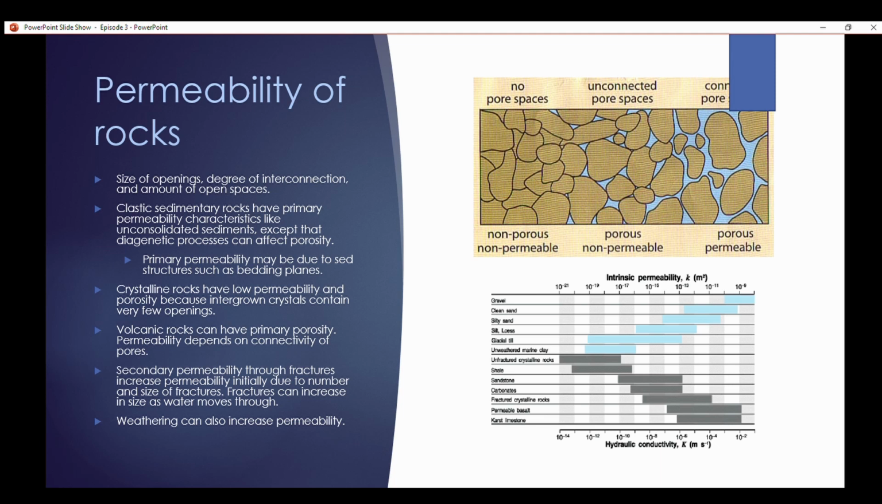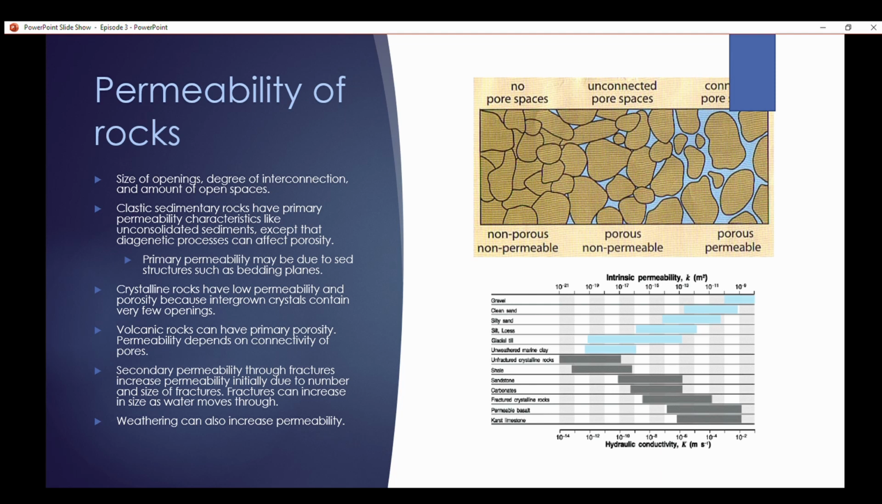Crystalline rocks have low permeability and porosity because the intergrown crystals contain very few openings. Volcanic rocks can have primary porosity, obviously bubbles that form in a basalt when the basalt's cooling at the surface can be primary porosity. And then permeability depends on the connectivity of these pores. Most likely the connectivity would be based on maybe secondary fracturing. Secondary permeability through fracturing increases the permeability initially due to the number and size of fractures, and can increase in size as water moves through them.